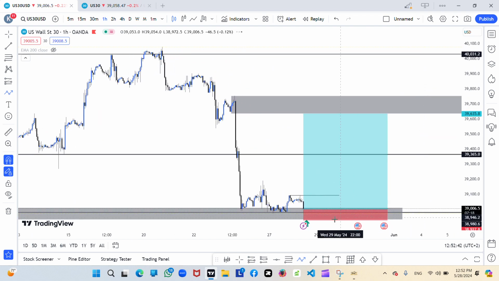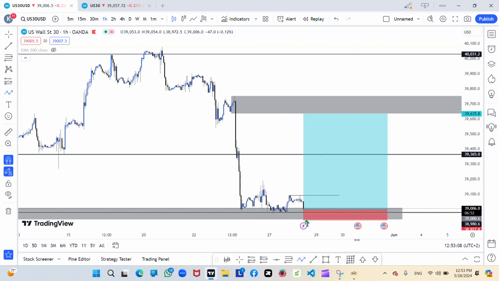Now, if you don't want to be aggressive with your entries, you can wait until we have a change of character, a market structure shift. That's when you will enter, after we get a change of character.